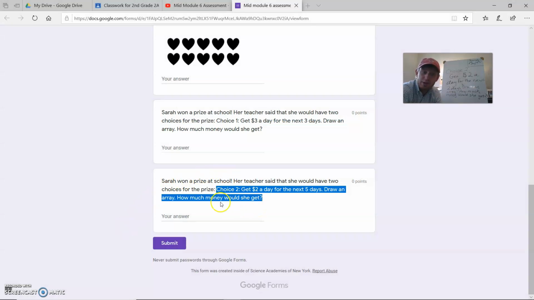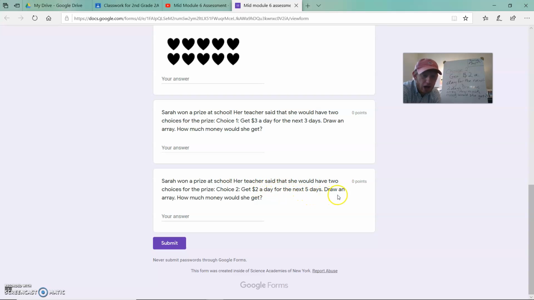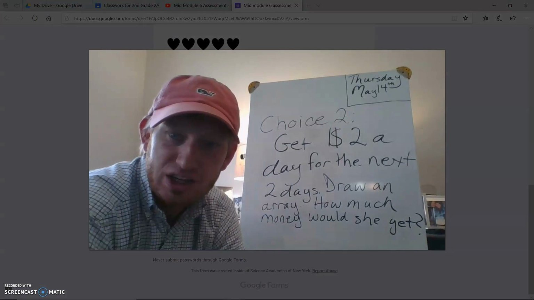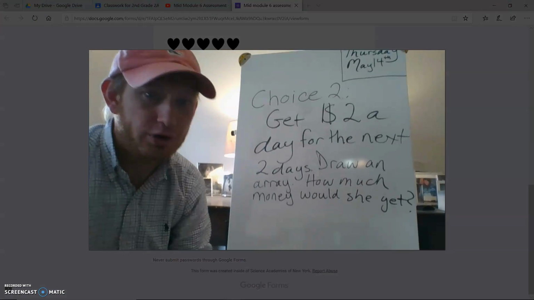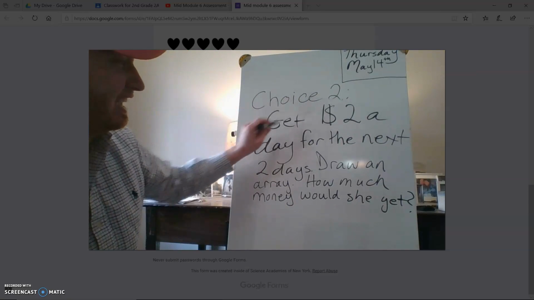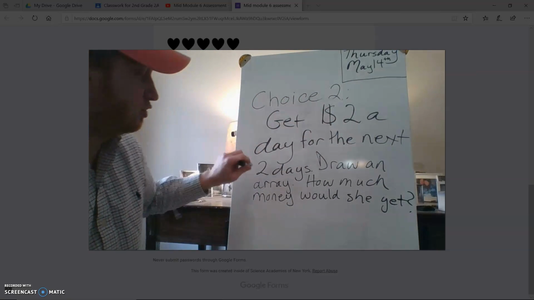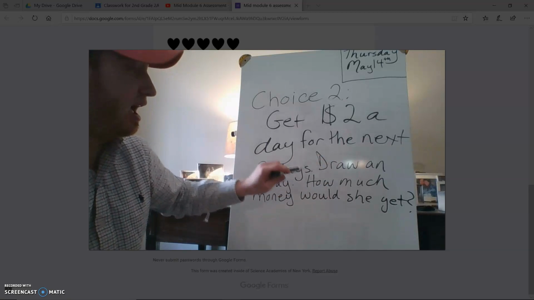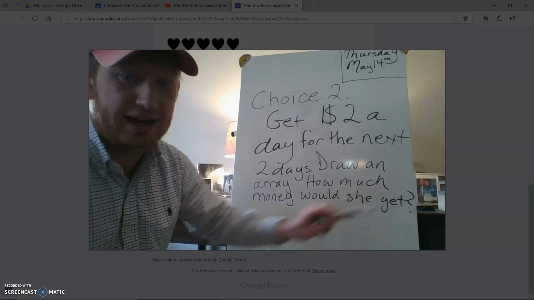So question number 2 has the same beginning, but we'll read it anyway. Sarah won a prize at school. Her teacher said that she would have 2 choices for her prize. Choice 2. Get $2 a day for the next 5 days. Draw an array. How much money would she get? So like the question before, we have it here on our big board.